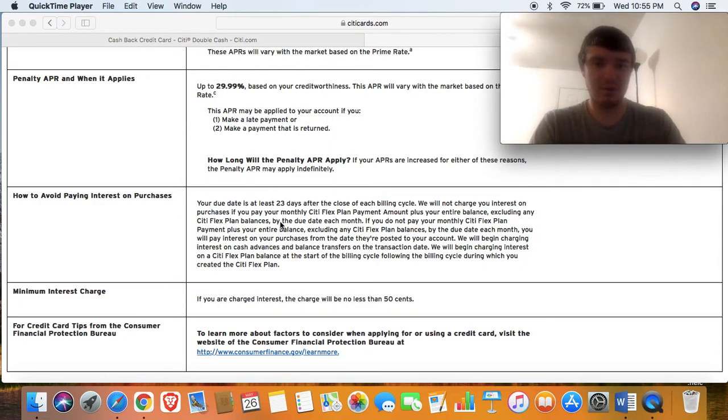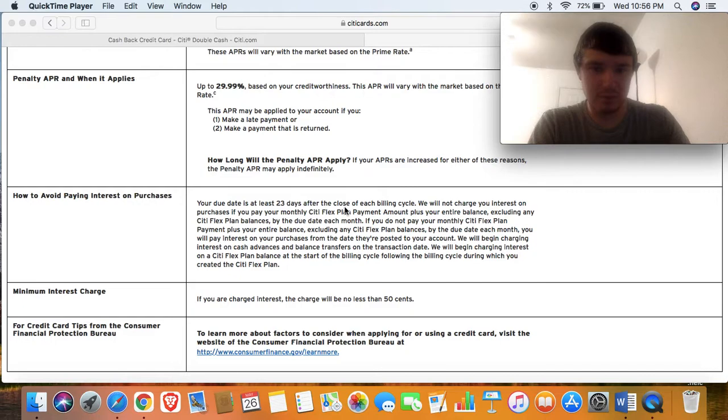Some credit cards don't have what this is. This right here is called a grace period. Some credit cards don't have a grace period. So as soon as you make a purchase, they start charging you interest right then, and that can get real costly real quick. So be aware of that.